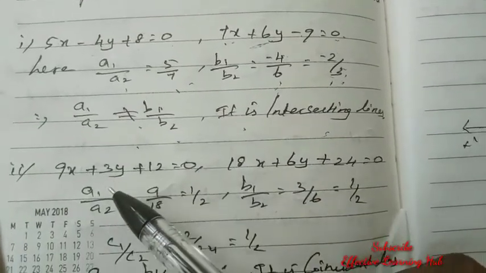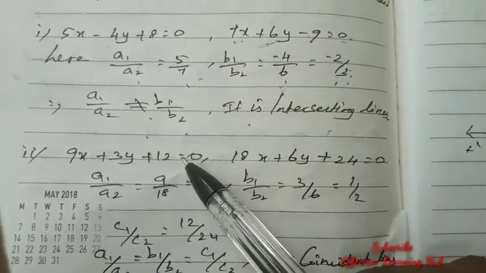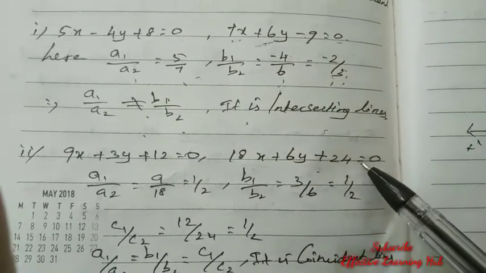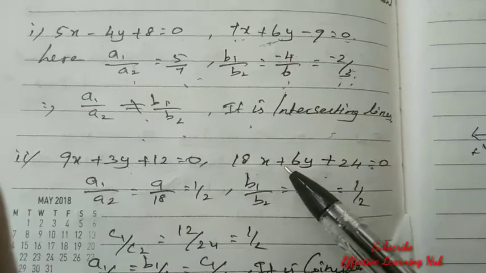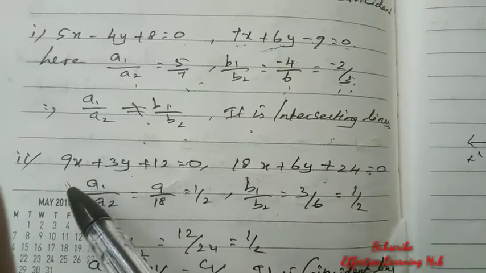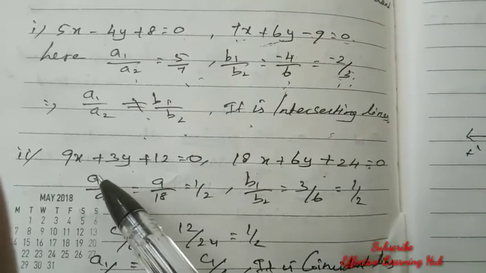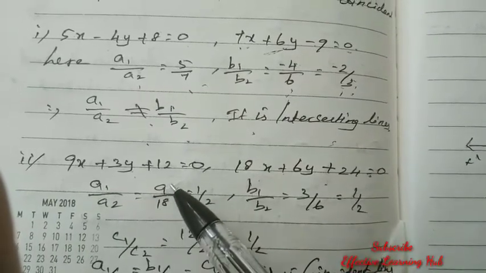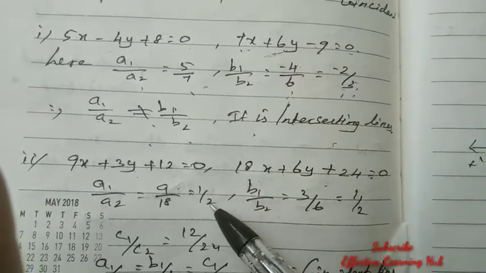Right, second question, 9x plus 3y plus 12 equal to 0, 18x plus 6y plus 24 equal to 0. Same, A1x plus B1y plus C1 equal to 0, A2x plus B2y plus C2 equal to 0. Now A1 divided by A2. A1 value 9, A2 value 18, so the coefficients of x are 9 and 18. 9 divided by 18. Now cut by the 9 table: 1 9 is 9, 2 9s are 18. So answer 1 by 2.